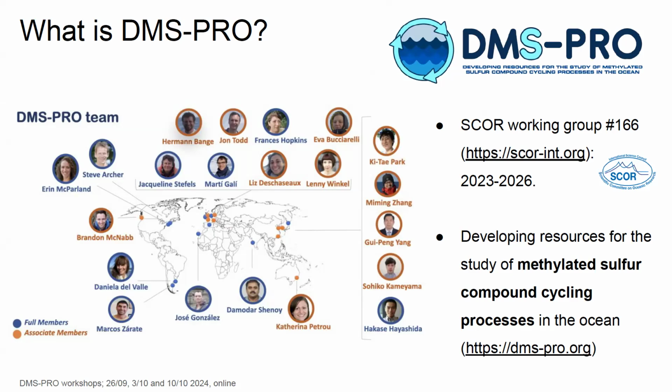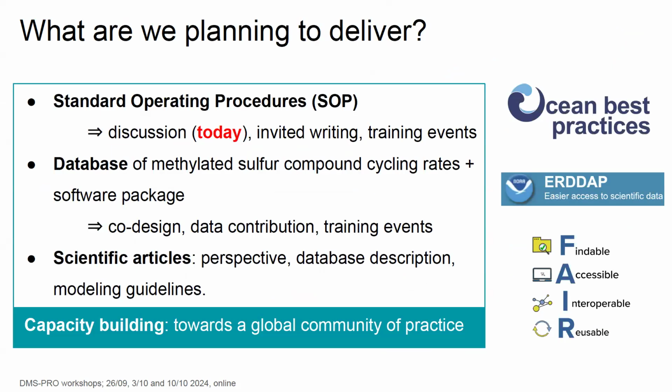You know that SCOR has quite stringent criteria on the distribution of members across countries and genders and expertise also. Good. So what is this group? What are we planning to do? Here you can see the three main deliverables we would like to create. In first place, we want to create a standard operating procedures document, so kind of standardized protocols agreed on by the community. And in fact, the discussion we'll have today is very relevant towards these objectives of writing the SOPs.